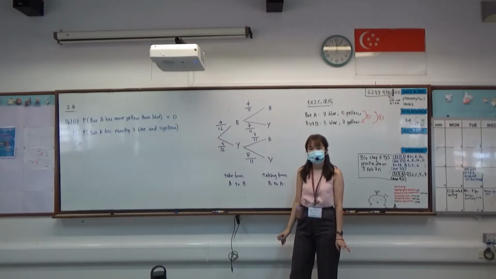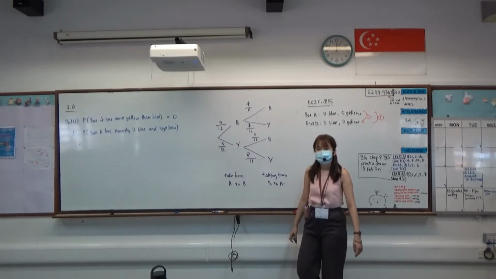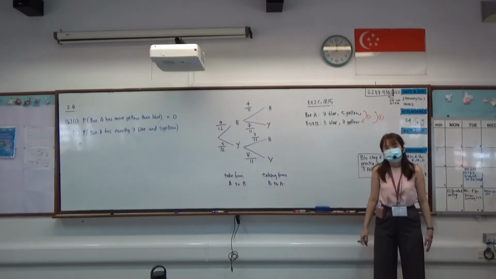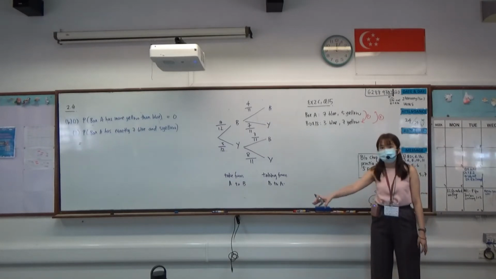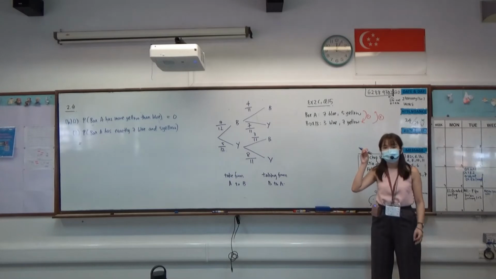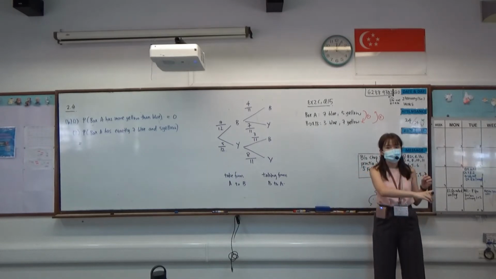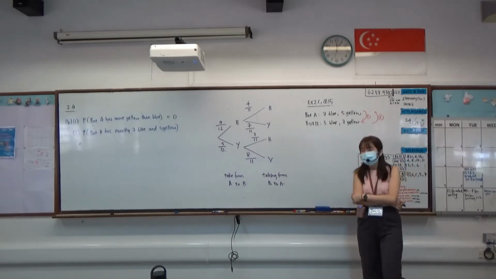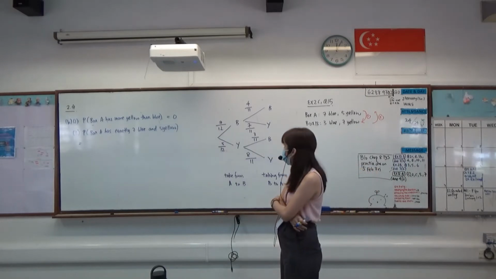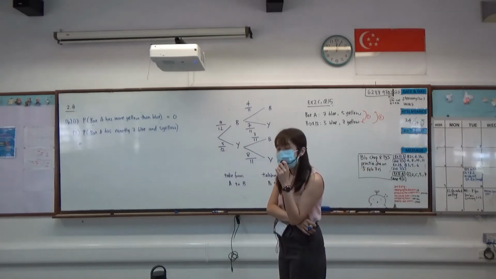You understand my question? So what would the answer be? I take one blue one out from A, put it into B. I want to take something out from B, put it back into A, so that I still have 7 blue and 5 yellow. 7 over 12 times 4 out of 11.